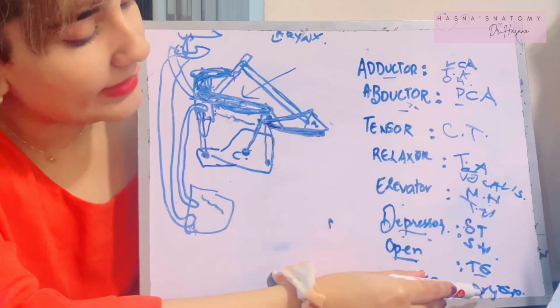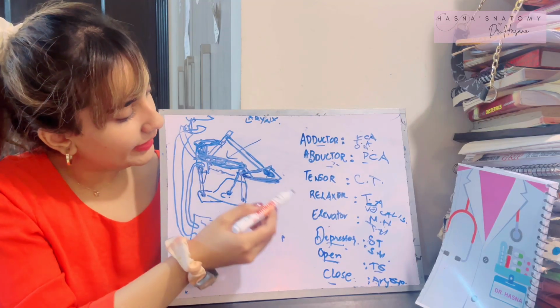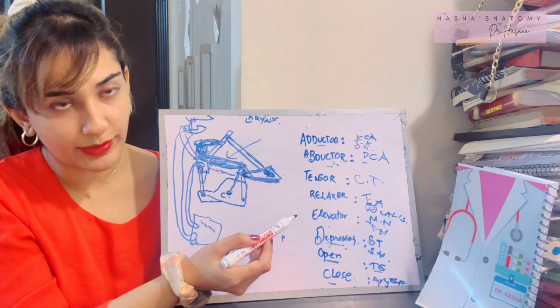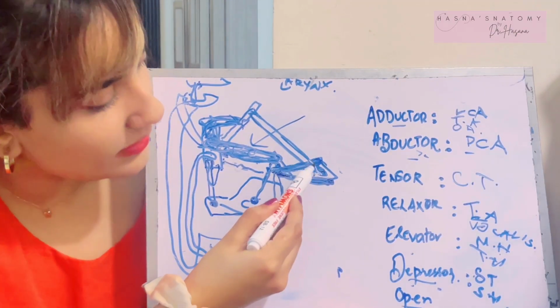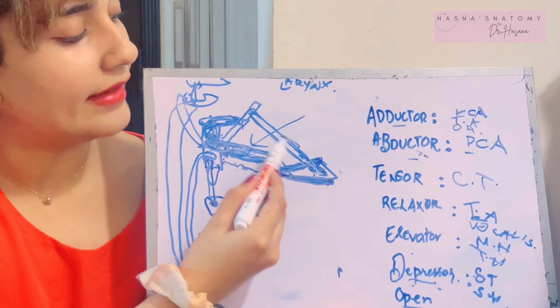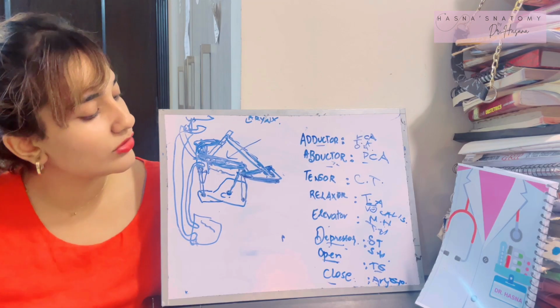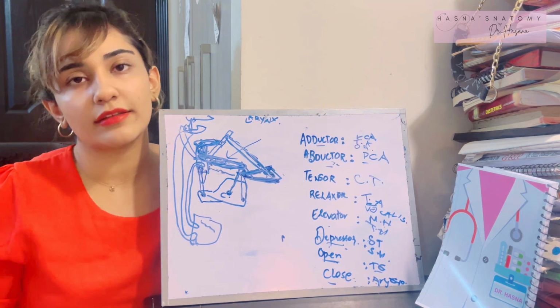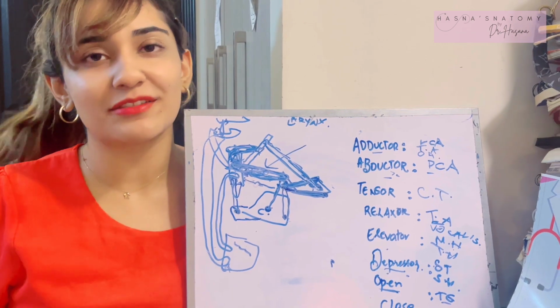thyroarytenoid muscle. Whereas the aryepiglottic muscle, since the oblique arytenoid is also linked up to the arytenoids, takes benefit of that and takes the fibers of the oblique arytenoid and goes and becomes the aryepiglottic muscle and closes the epiglottis. So these two muscles, that's their origins and insertion. So well done. Those were the most important muscles of the larynx.